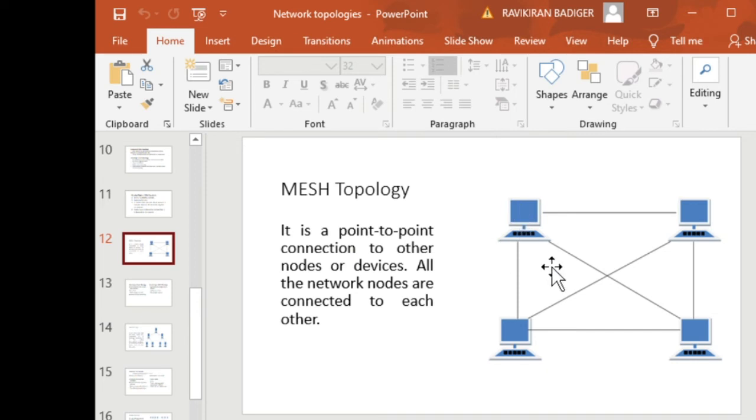If any one node fails, the entire network will still function and it will not be affected. The rest of the nodes are still able to send and receive information. The only disadvantage is the cabling. A lot of cabling makes it very difficult for the network administrator to manage and set up the network.